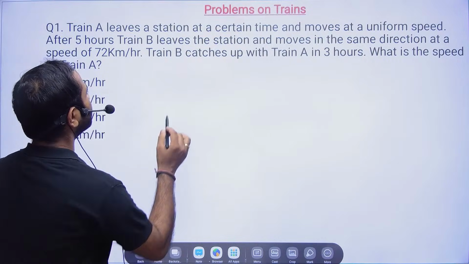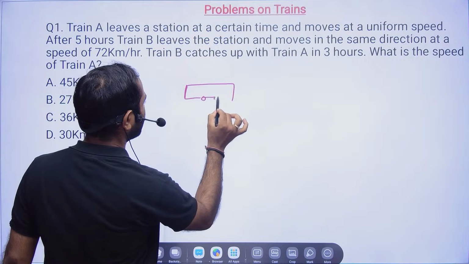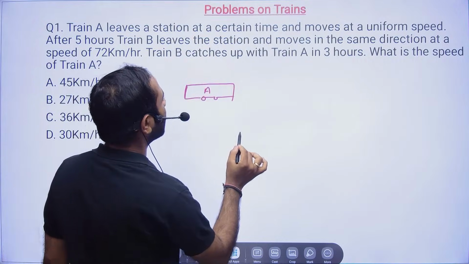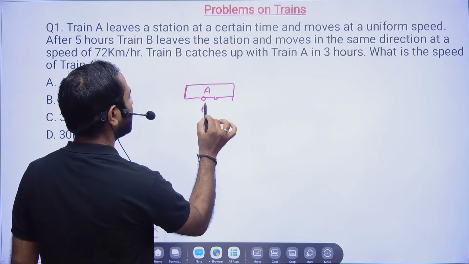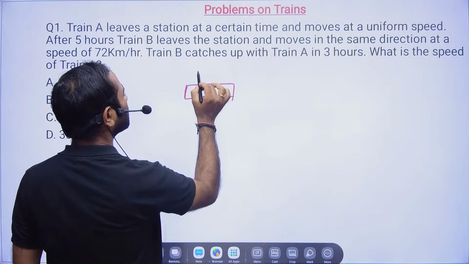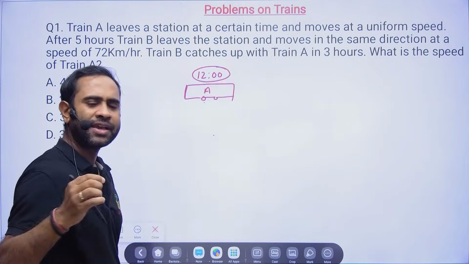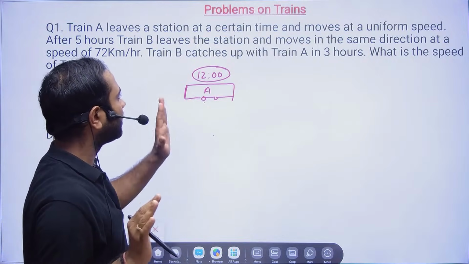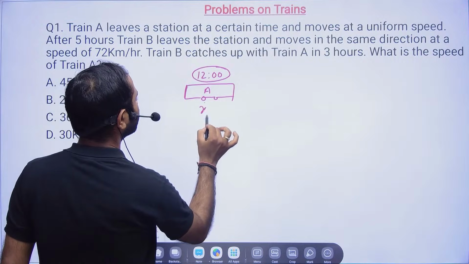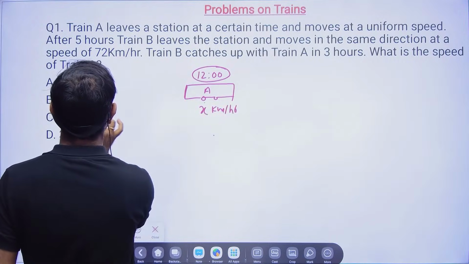Okay, so let's see how we can solve it here. Train A leaves a station at a certain time. So here we have train A. We don't know the time, T o'clock maybe. Or assume, sir, we don't know the time, so let's assume one time, that 12. Just to understand, that is more than sufficient for me. And it moves at a uniform speed. Sir, what is the speed? x kilometer per hour, because your units are given in kilometer per hour.